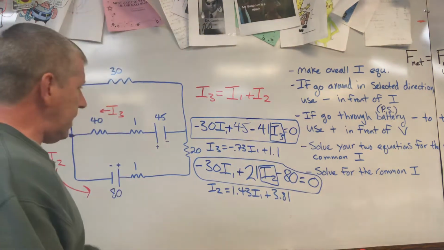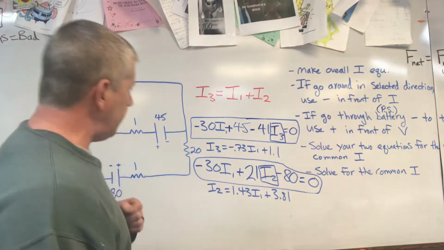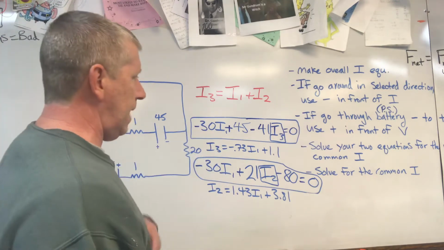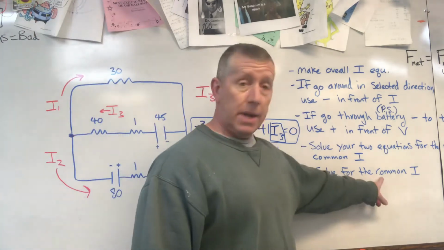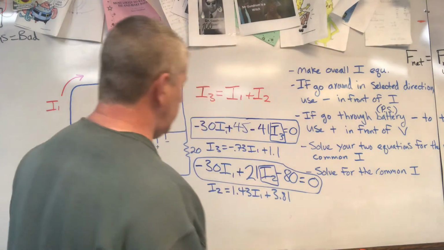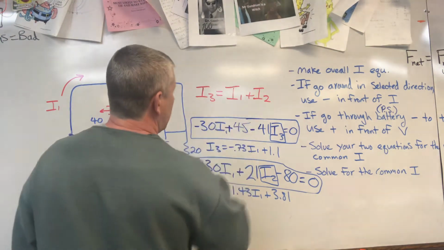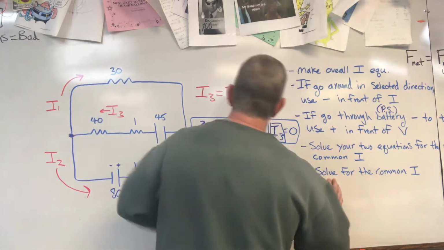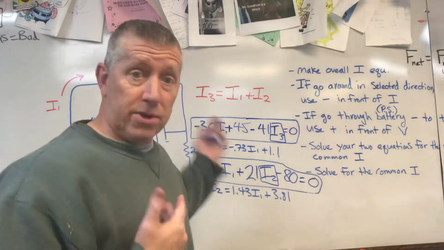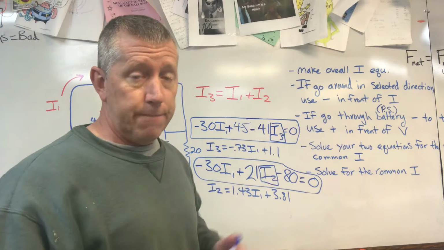All right, so now what we've got is two equations solved for the non-common term. Now what? Solve for the common I. Here's what we've got going on. I have I1, and up in here I have an I1. So we're going to solve this equation. Remember I originally set up this equation? In many ways I could have set this up. This will work.